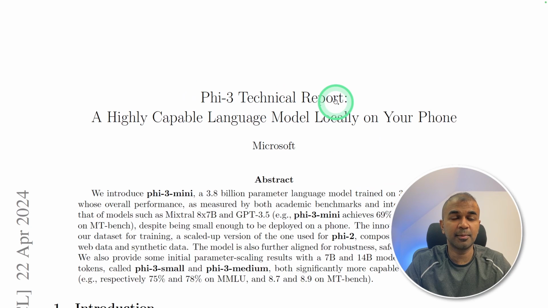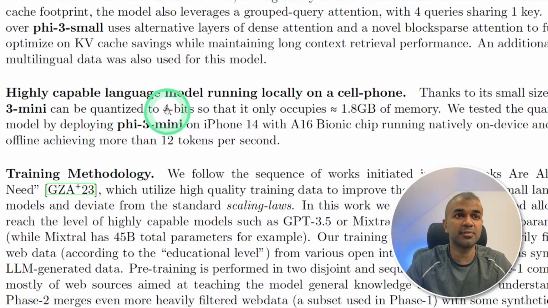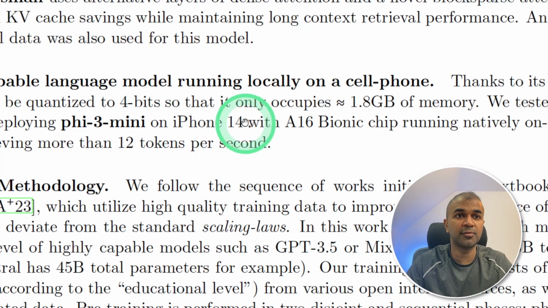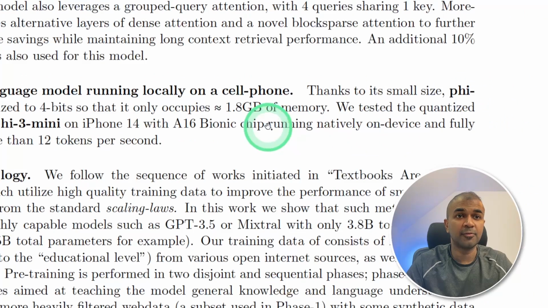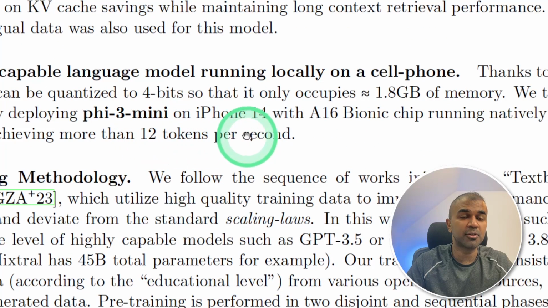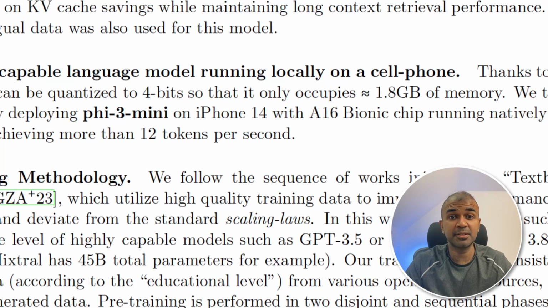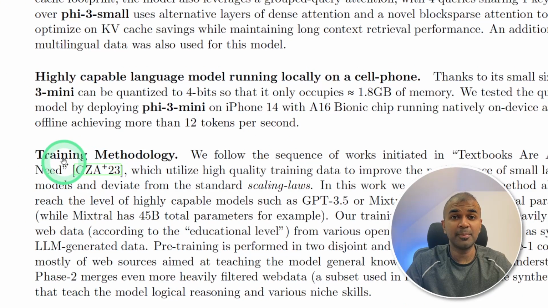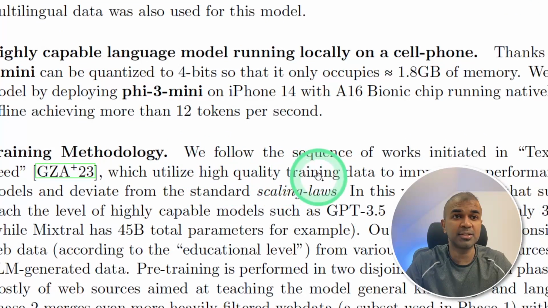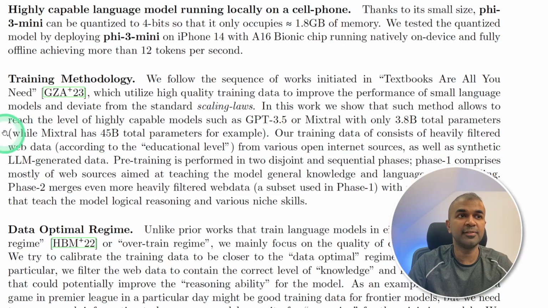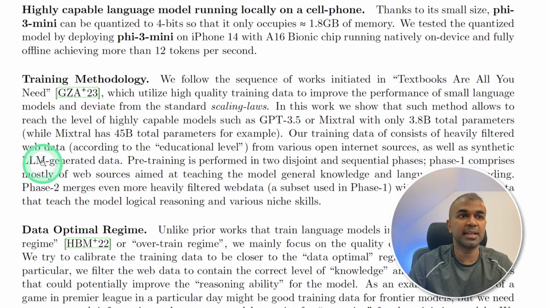In regards to Phi-3 technical report paper by Microsoft, it is a highly capable language model running locally on your phone. Phi-3 mini can be quantized to 4 bits so that it only occupies 1.8 GB of memory. It is tested on iPhone 14 with A16 Bionic chip running natively on device with 12 tokens per second. This is really nice, which means we are able to run these models on many of the phones right now. The reason why it is able to compete with 3 times larger models is because of the high quality training data. Our training data consists of highly filtered web data as well as synthetic LLM generated data.